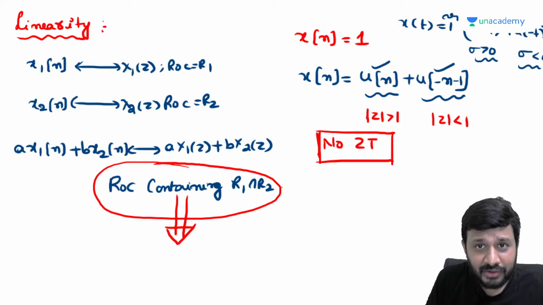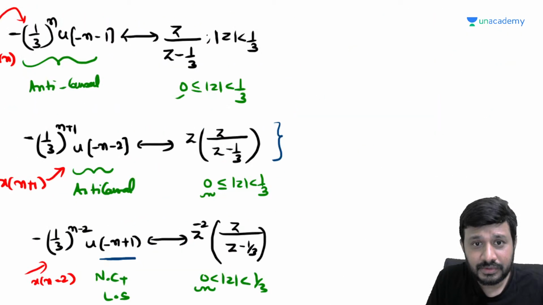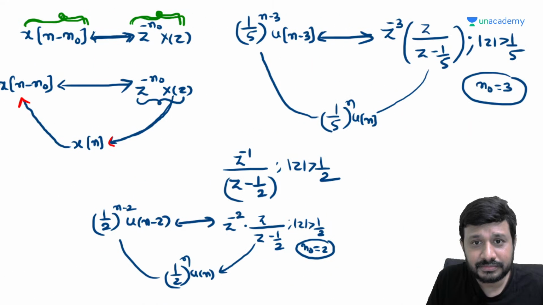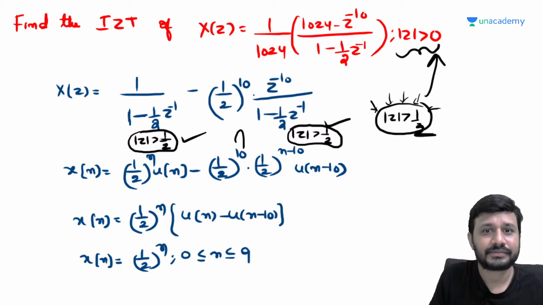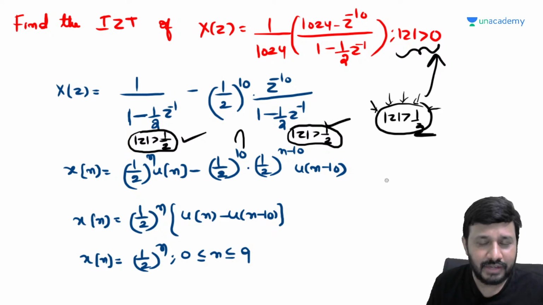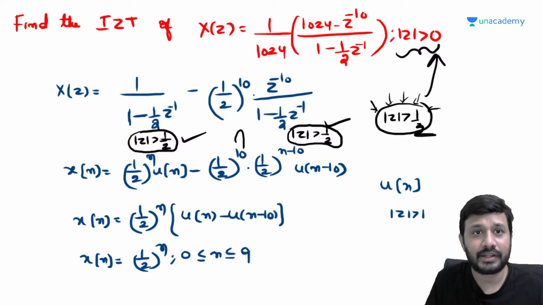One example I will tell you. You must understand like this. Always remember, linearity is the resultant ROC, what you are going to get will contain the previous ROC. Look here, U of n, what is the ROC? Mod z greater than 1. Sorry, here not visible. No?